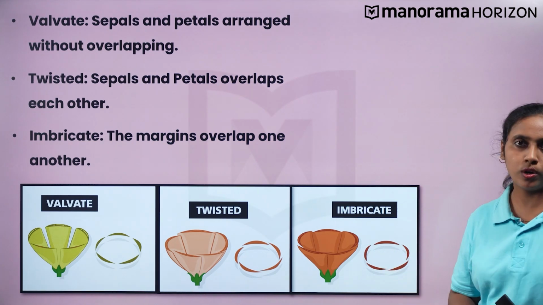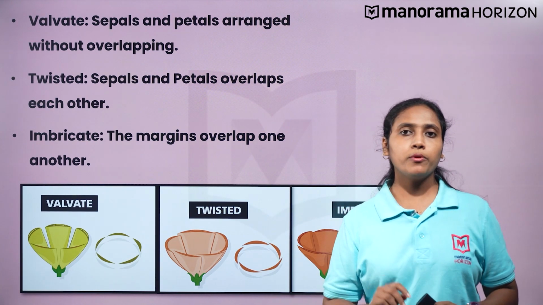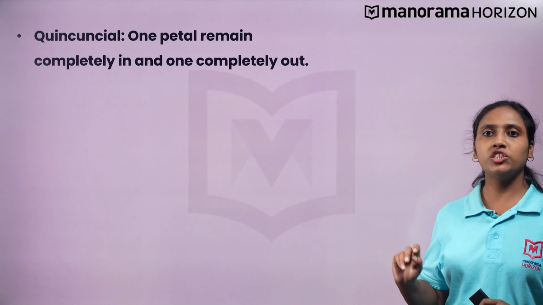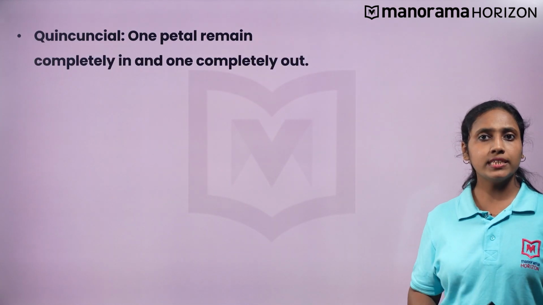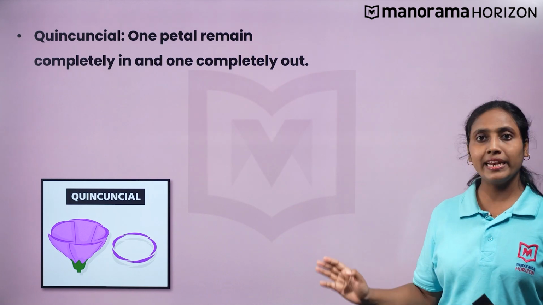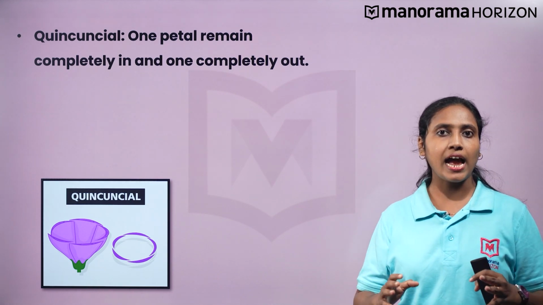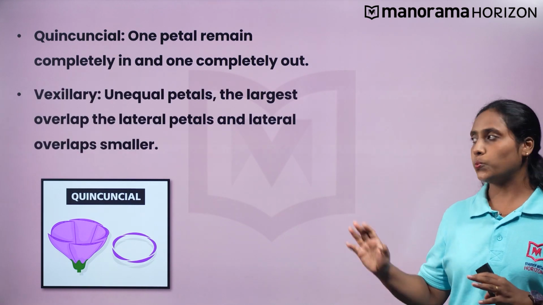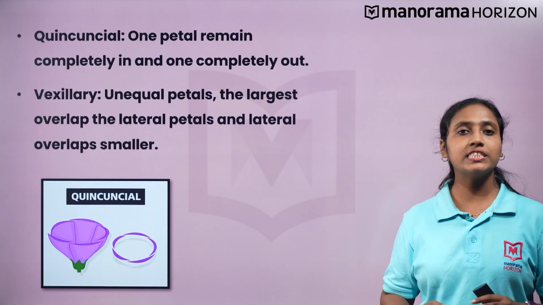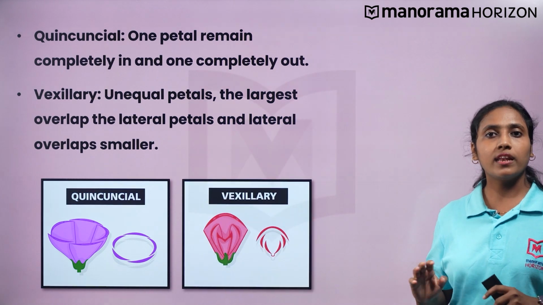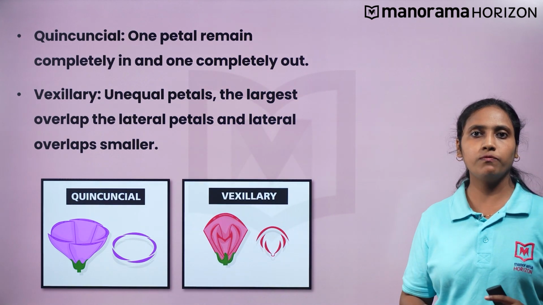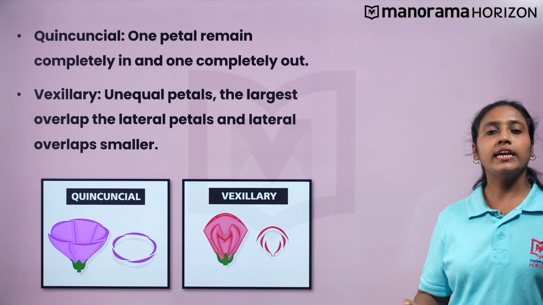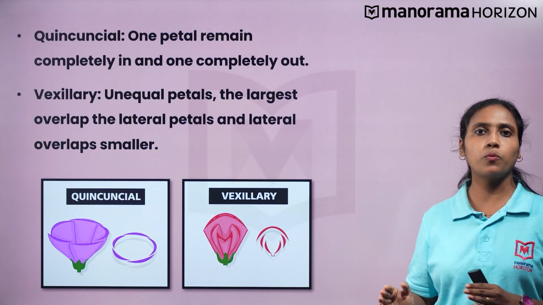The third is imbricate estivation, where the margins overlap one another regardless of direction. Example, Gulmohar. The fourth type of estivation is quincuncial estivation. In this type, one petal remains completely in and one completely out. The last estivation is vexillary estivation. It is seen in pea flower, where the large petal overlaps with two lateral petals which in turn overlap the smallest anterior petals.